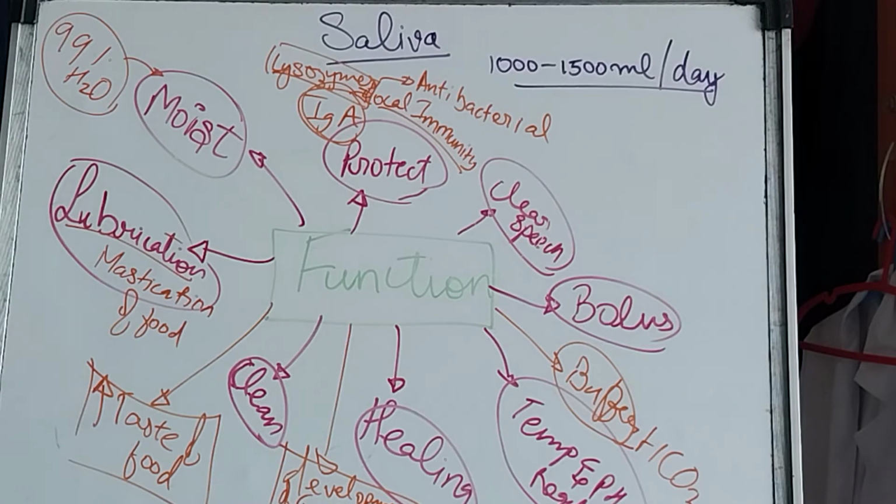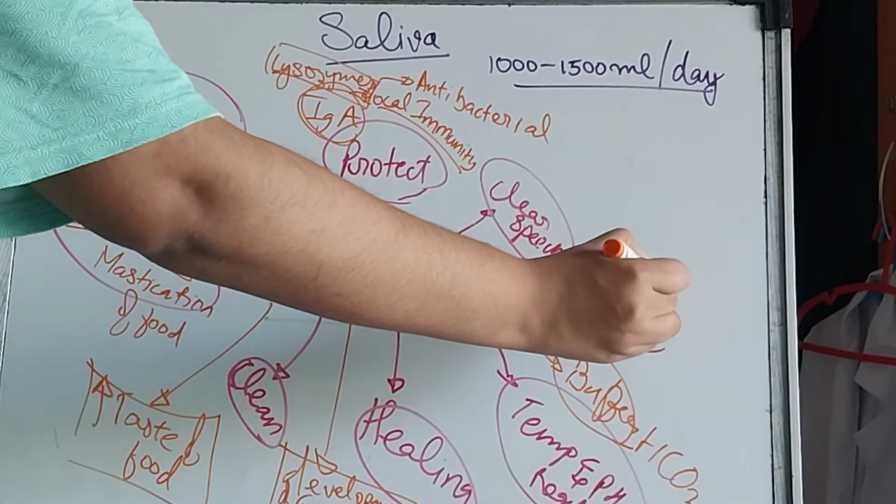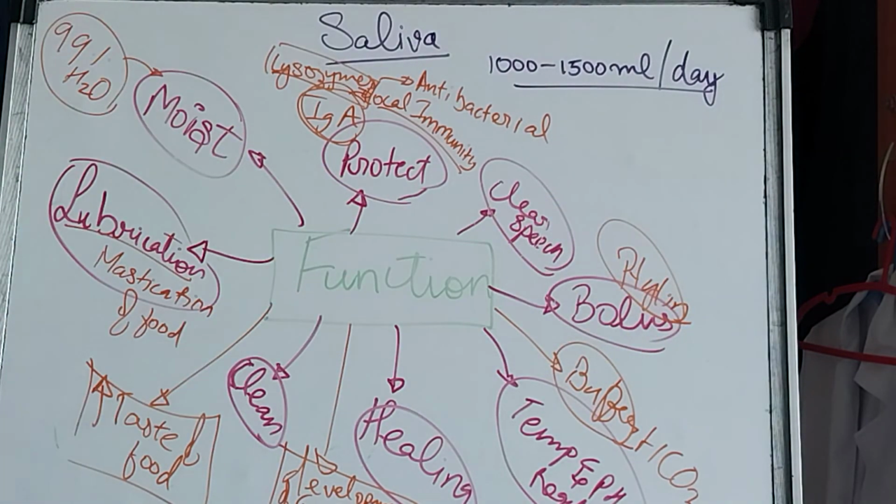Main one, see this also, bolus. It helps in the digestion process. It has an enzyme called salivary amylase, or it is also called ptyalin. So this is also a composition of saliva. Ptyalin is present in saliva. This enzyme splits the starch, and in turn it helps in the bolus formation so that you can easily swallow or deglutate.